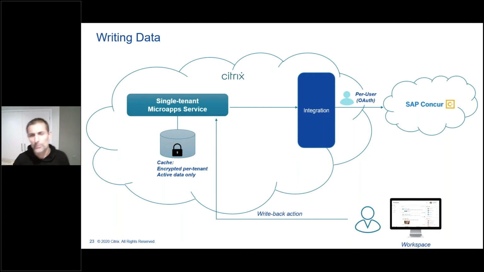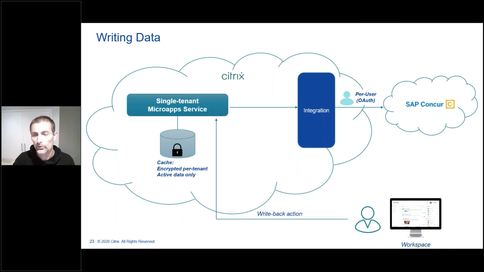Now, many of you will be familiar with this idea that you want to write back in the context of the user, because, of course, when it comes to things like auditing, you want to know that it was me, David, that did it, rather than Citrix Workspace, the service account. Means nothing, could have been any one of 10,000 users. So to do this, we need to ensure that Microapps has permission granted, authorized by the end user to write back in their name to, for example, Concur here.